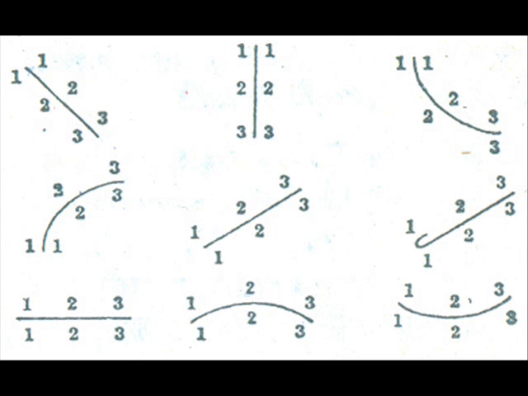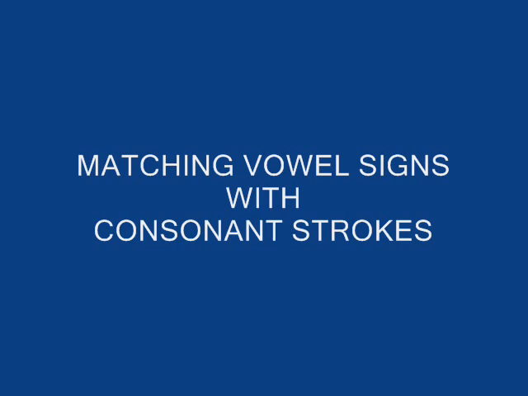These vowel places are counted from the point where the stroke begins. For upstrokes, from bottom upward, 1, 2, 3 like that. For downstrokes, from top downward, 1, 2, 3 like that. That means first place, second place, third place.